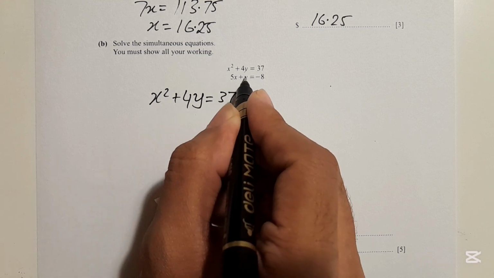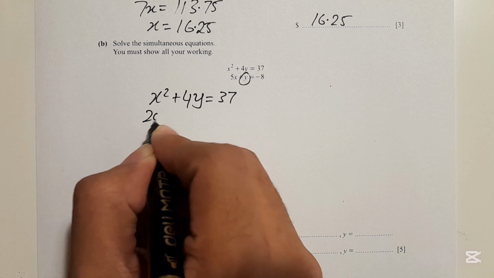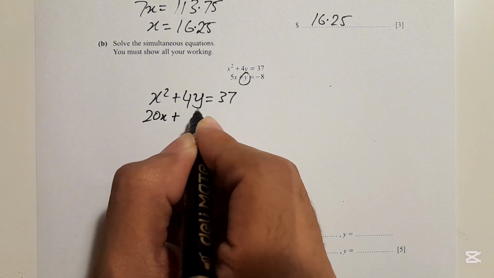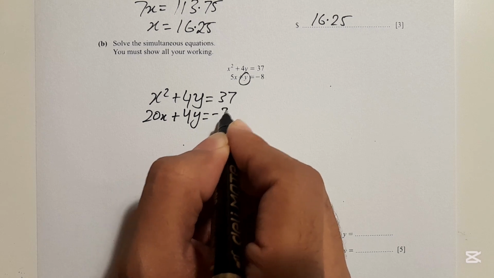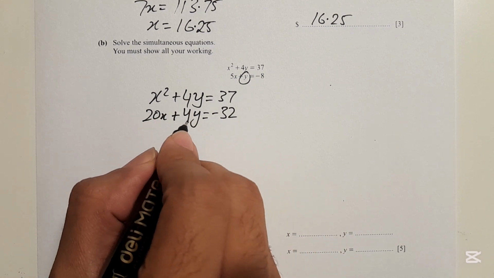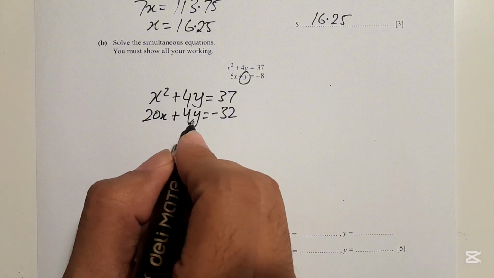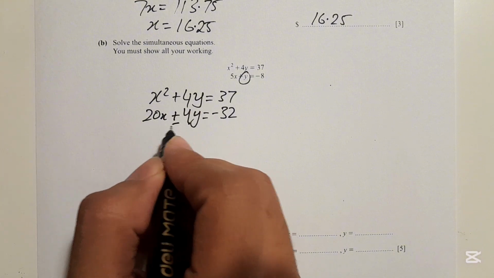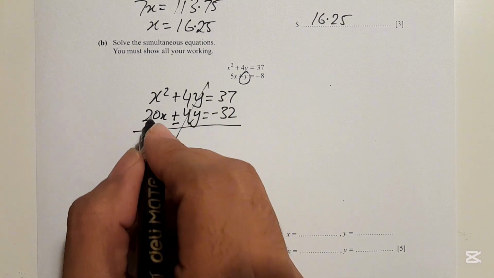5x will be multiplied by 4 because we have to make the y terms the same. So 4 5s are 20x, plus 4y is equal to 4 8s are 32, minus 32. Now here we have to subtract 4y from 4y to make it 0. So 4y minus 4y will be 0. So here will be minus, so this will be cancelled.